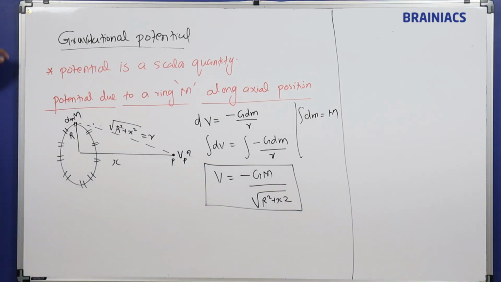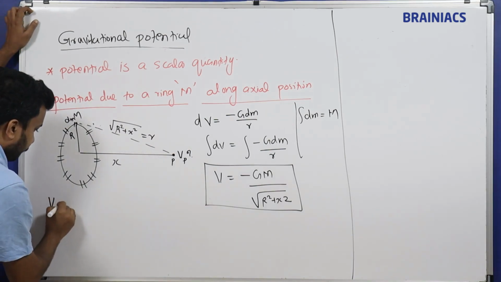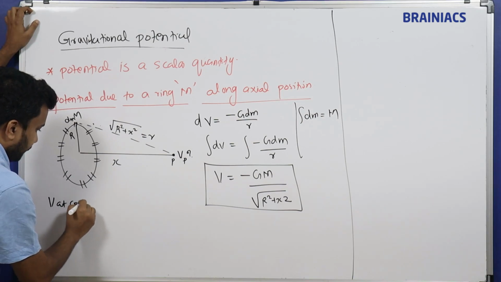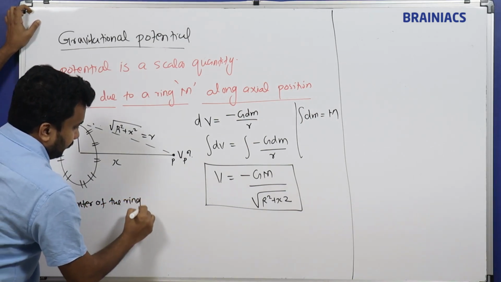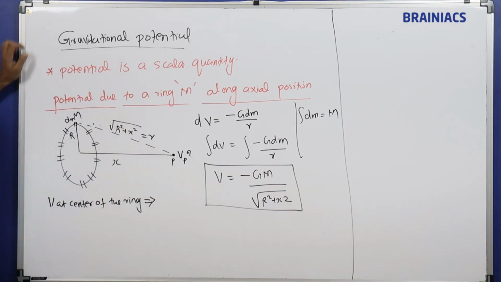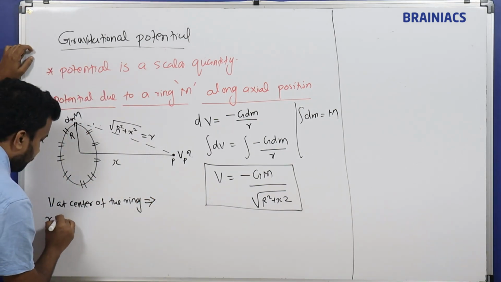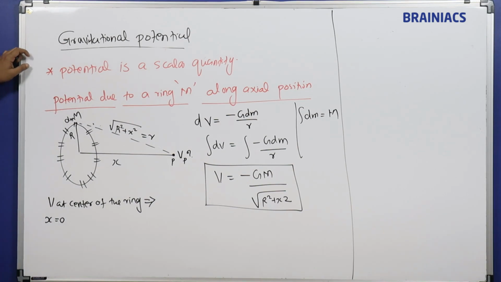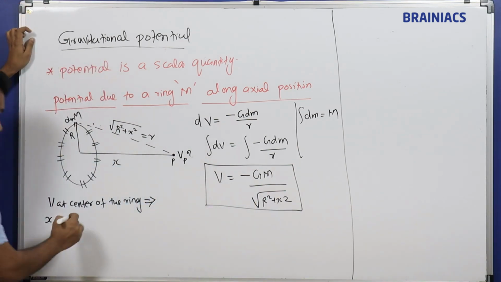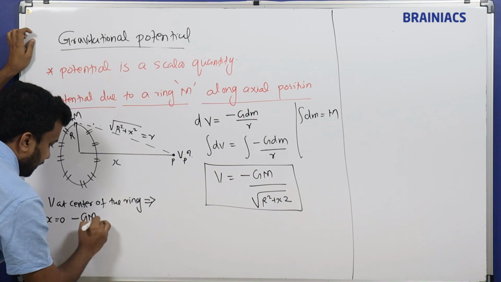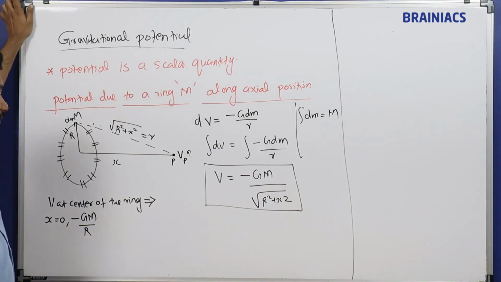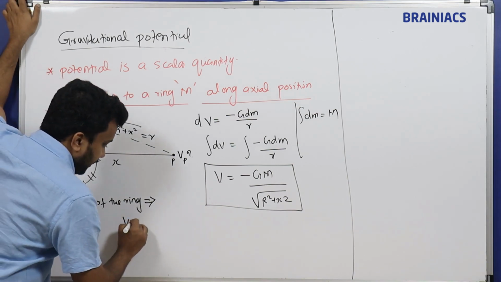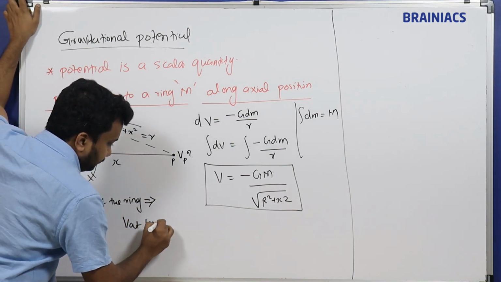Gravitational potential, the next point: V at the center of the ring. What is the potential at the center of the ring? At the center of the ring, x will be equal to 0. If you substitute x equal to 0, what you will get? Minus GM divided by r. The next point: V at larger distance.